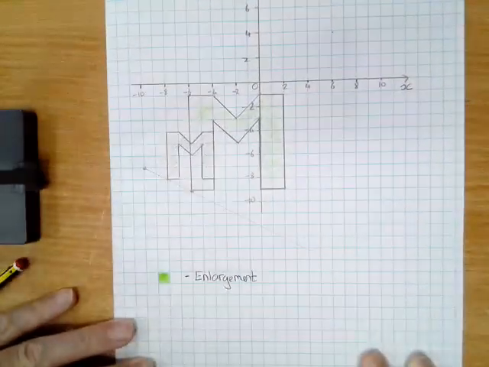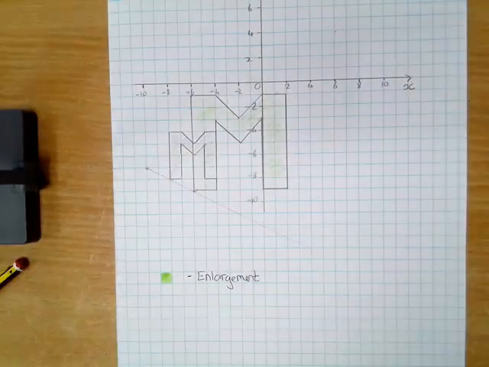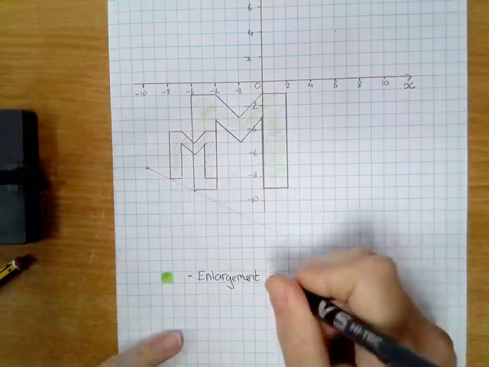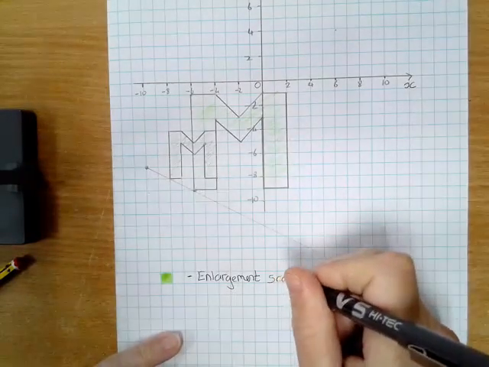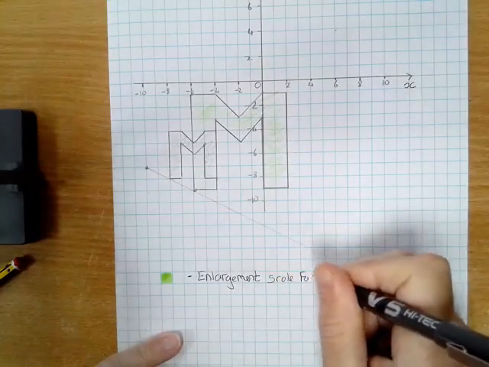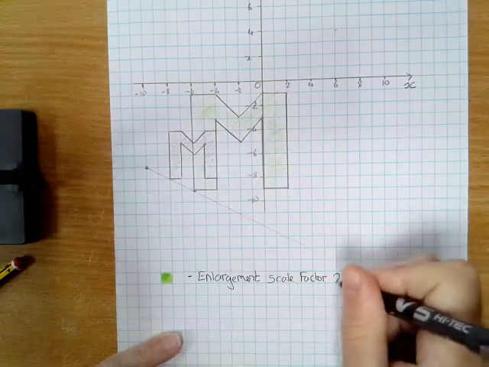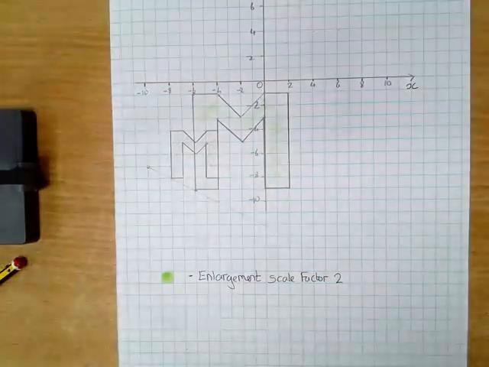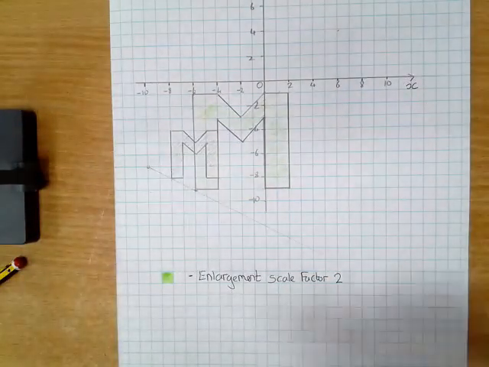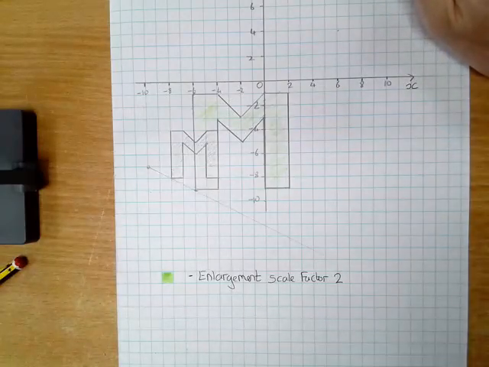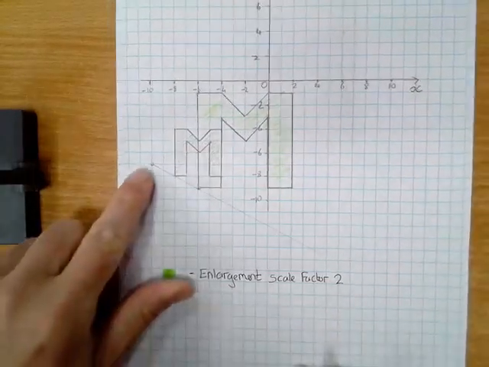Right, but if I just say it's an enlargement, it doesn't describe it fully. So I also need to say what the scale factor was. And if you remember, I said it was scale factor 2. There we go. And I also need to say where the centre of enlargement is. And the centre of enlargement is this point here.